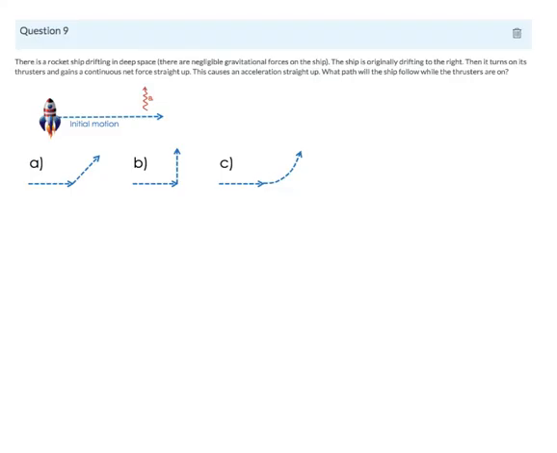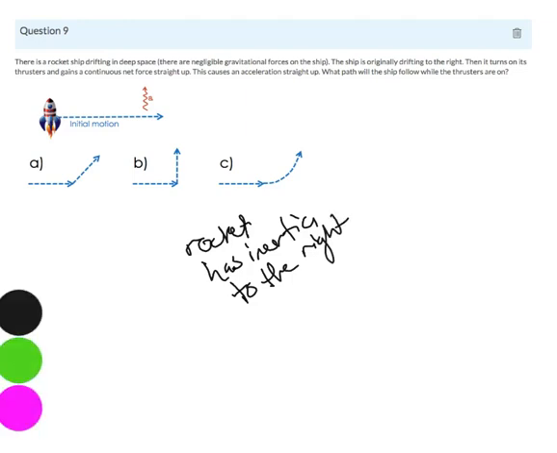All right, in question 9, this is one that you did in the notes. So you've got a rocket initially moving this way, and then the engines turn on and you feel this constant acceleration up. So what's going to happen is the rocket has inertia, and the inertia is to the right. So it wants to keep moving right. So this is sort of the path that the rocket wants to keep taking.